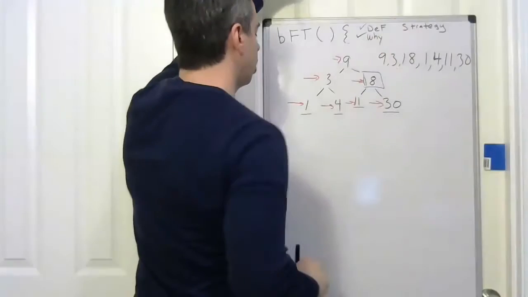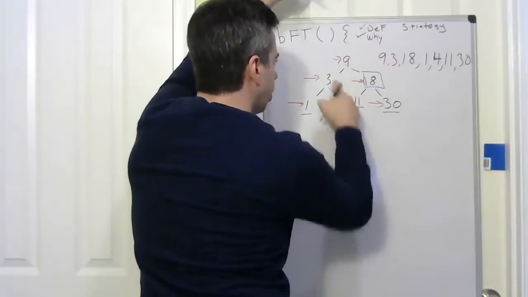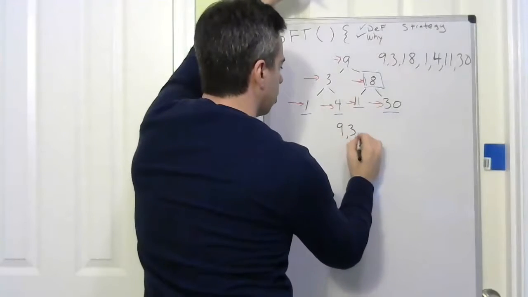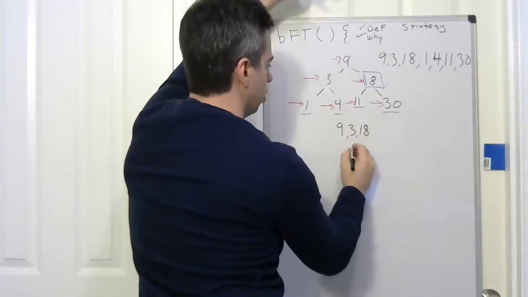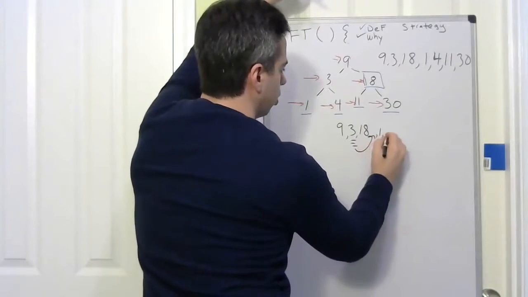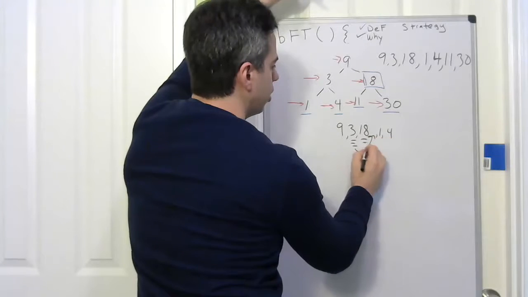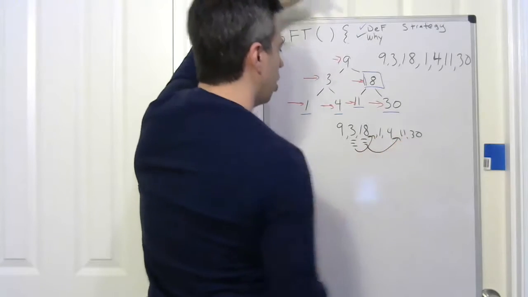Now the strategy. The strategy is, if we print a 9, we want to come to the 3 and 18, and we want to get 3's children. They would go over here. And then we want to get 18's children. Go over here.